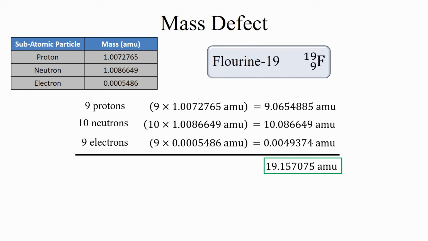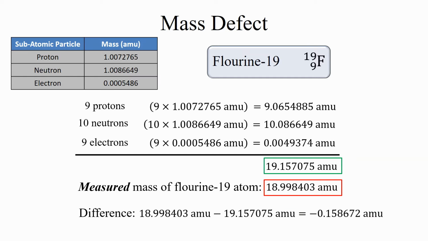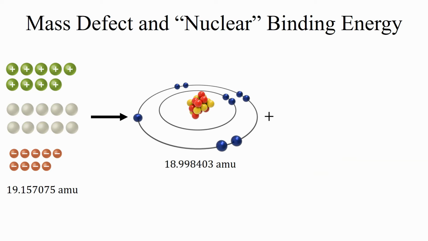Now if we measure the actual mass of the fluorine-19 atom, we get a slightly different number. The difference is what's known as the mass defect. So where did that mass go? Now you may notice that that value was negative. The mass defect in this case is negative because the mass that we ended with, if we were trying to construct this fluorine-19 atom, was less than the mass we started with, the individual subatomic particles.